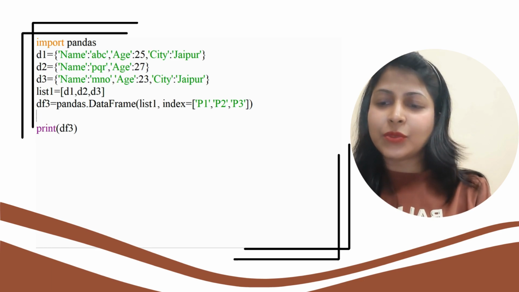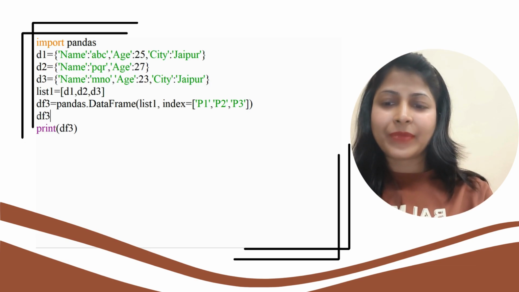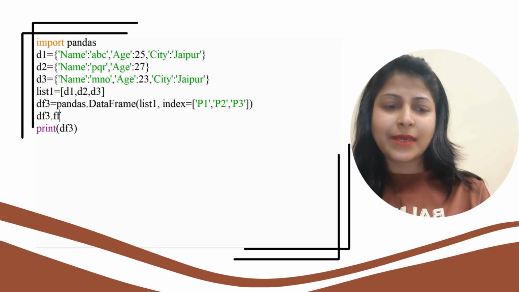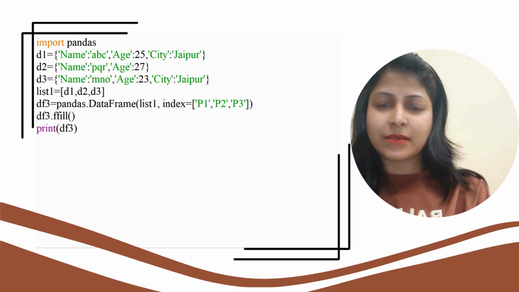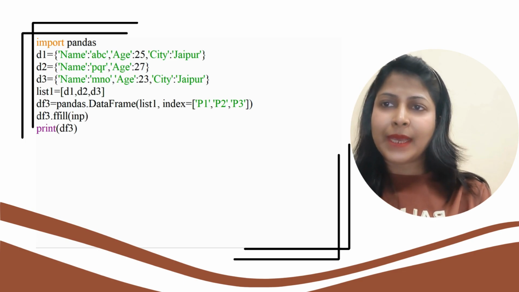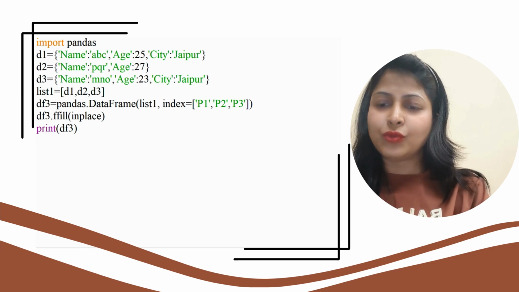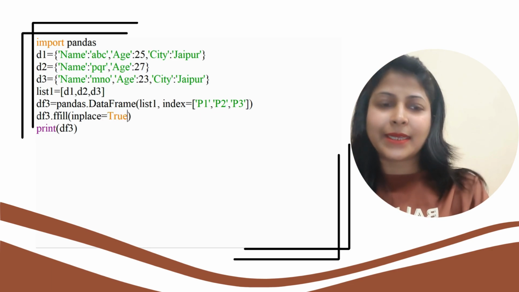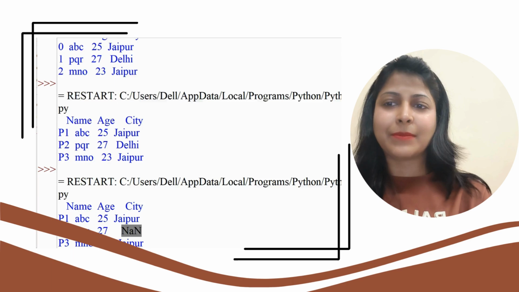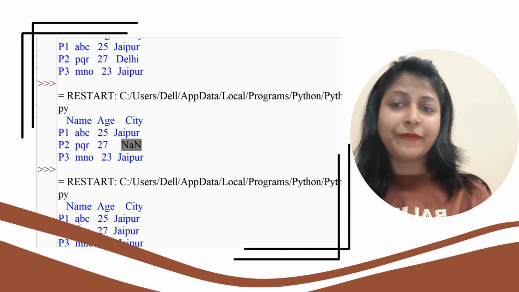We can fill it with, sorry, forward fill method is also there, right? And we can write here inplace is equal to true, right? Forward fill. So let's check it. How is it impacting my output? So my forward fill is filled with Jaipur.